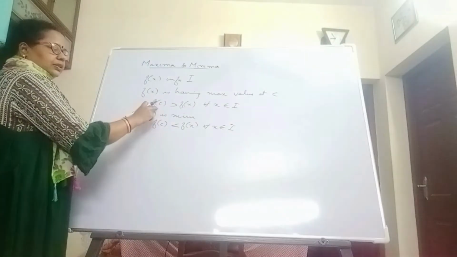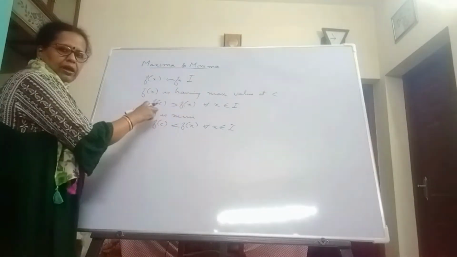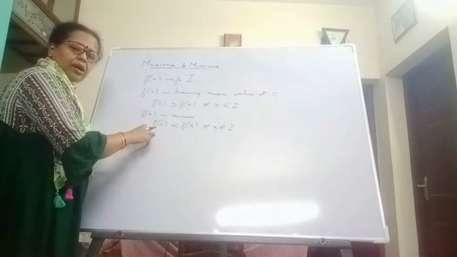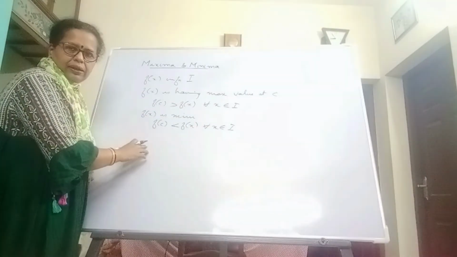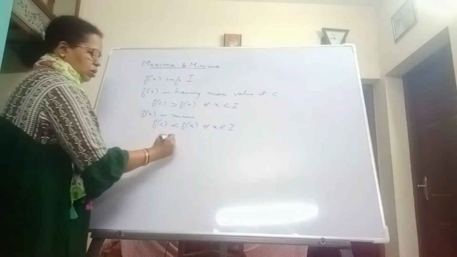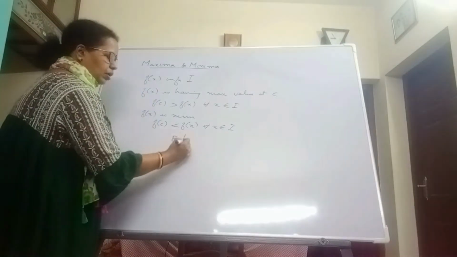Maximum is when it is the greatest among all the values. Minimum is when it is the least among all the values in that interval. Whether it is maximum or minimum, it is called an extreme value.